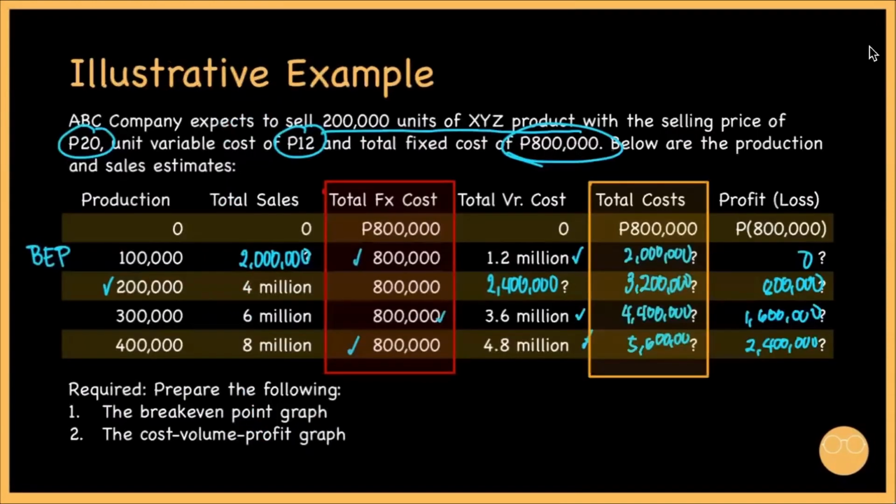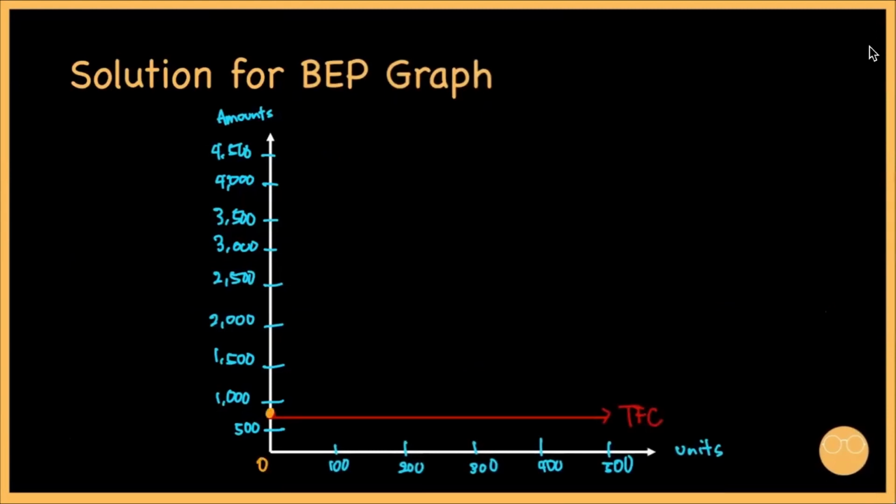Now, if there will be 100,000 level of production, there will be 2 million total cost. So let's look for the 2 million. Then let's have here the 100,000. So there you go. So meaning to say, the line for the total cost will be drawn like this one.